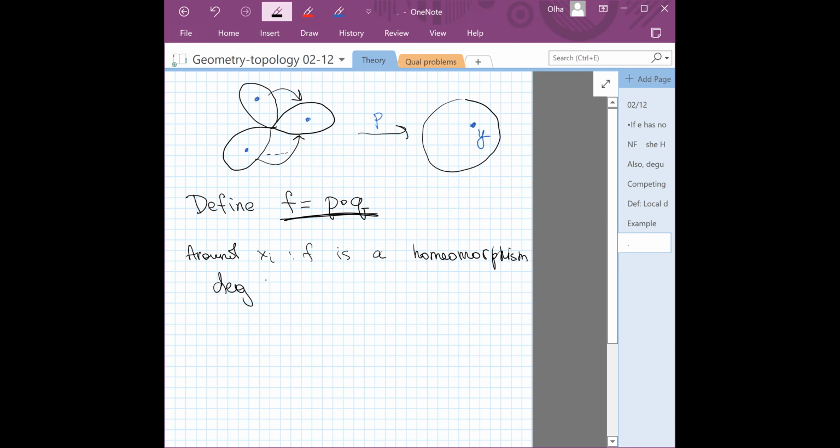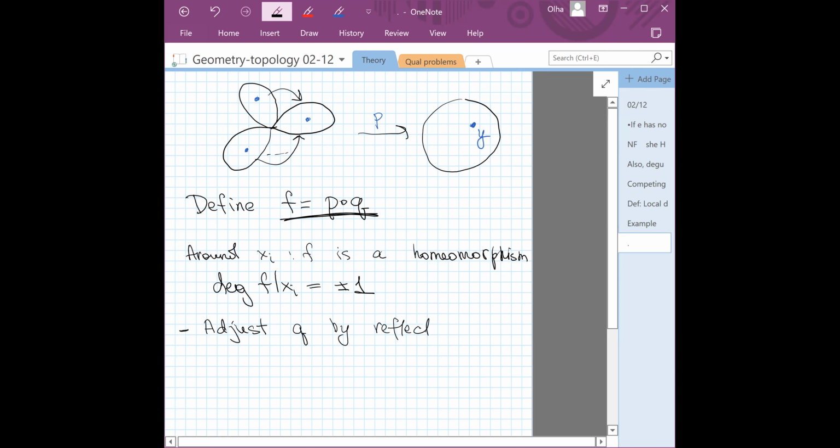So the degree of F at the point Xi is either plus or minus 1. Well, that's kind of a problem, because what we want is for them to adapt to D. So we want all of them to be either 1 or -1. But we can just adjust our construction a little bit. So adjust Q by reflecting some of the spheres.